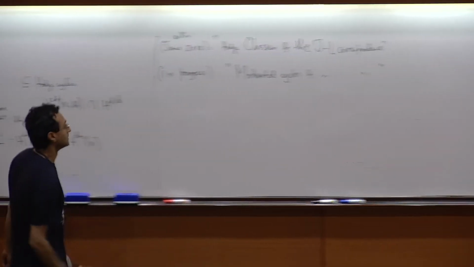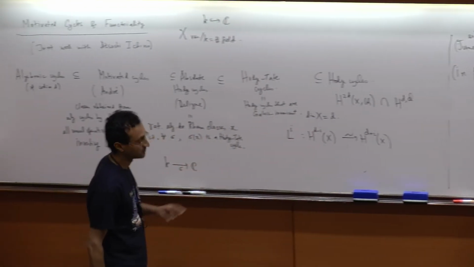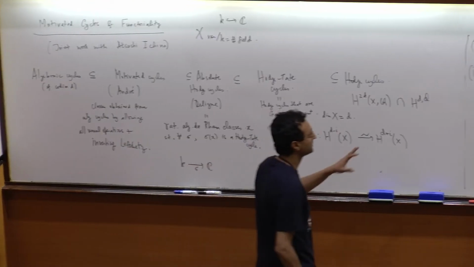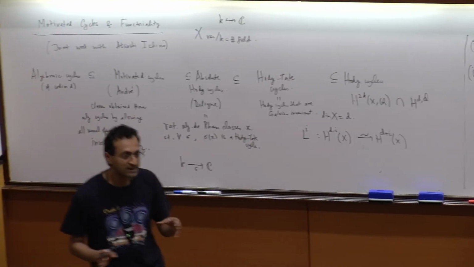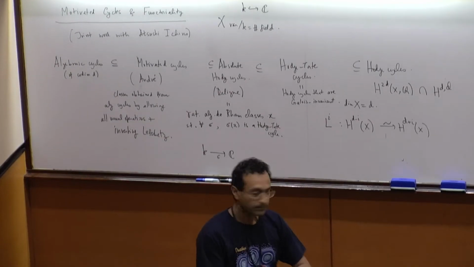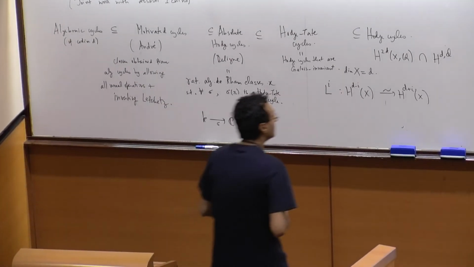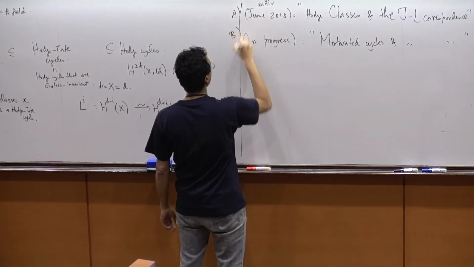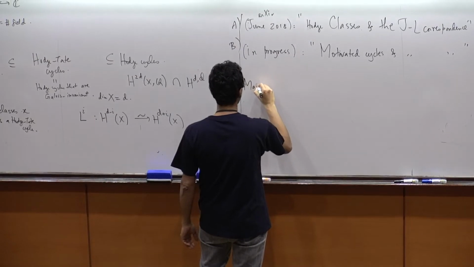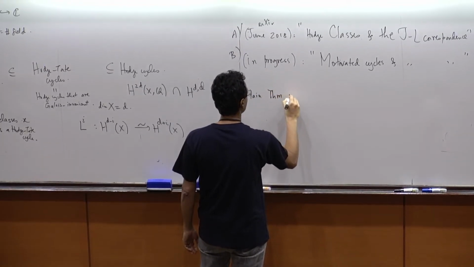Okay, so that's the first paper, and there's a second paper in progress. And this is called, as you can imagine, motivated. What I'd like to describe is the results in these papers and the techniques that we use, and then say something about what you might expect in the more general case. So I'll say this is paper A, and this is paper B.